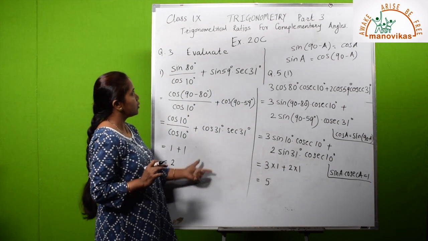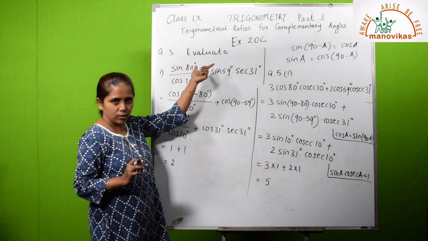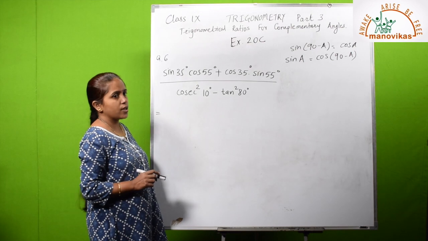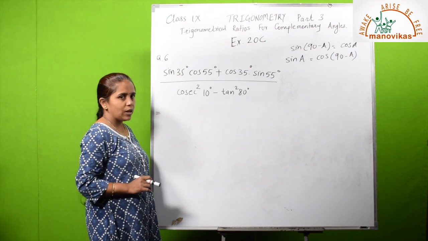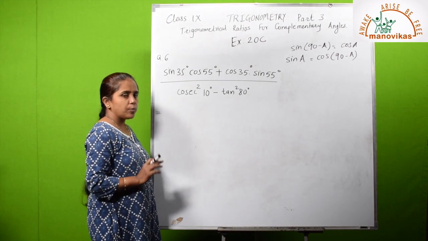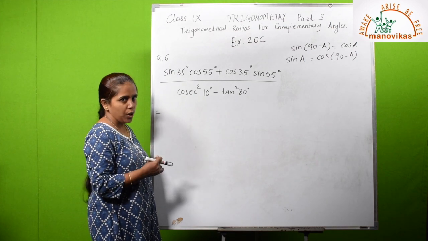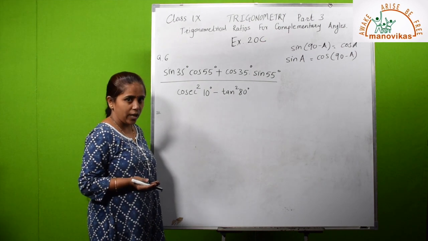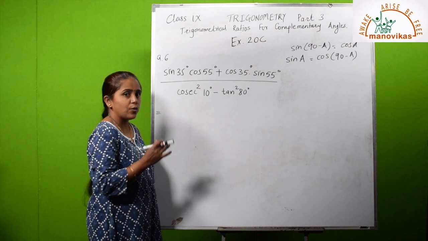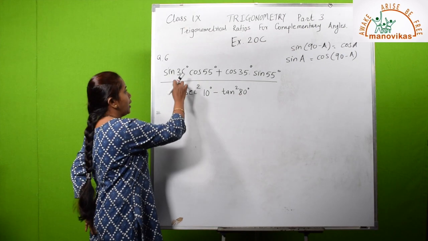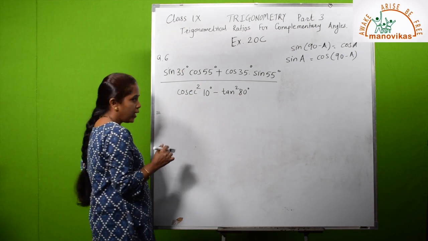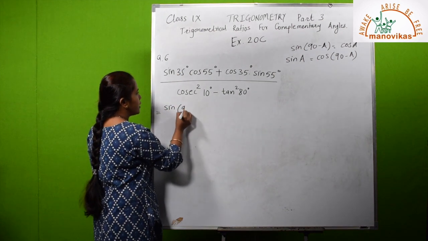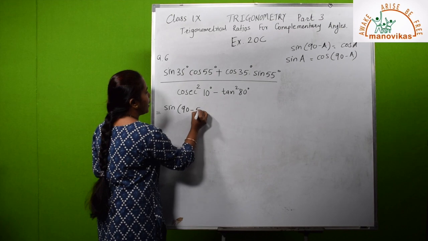This is one more question to evaluate the value of the algebraic expression. Now question number 6, we have to evaluate the value for this expression. In the previous sums I changed the ratio, meaning I used the sin A value as cos 90 minus A. Instead of changing the ratio, now here I will change the angles. Okay, so sin 35 angle I can write as sin 90 minus 55.